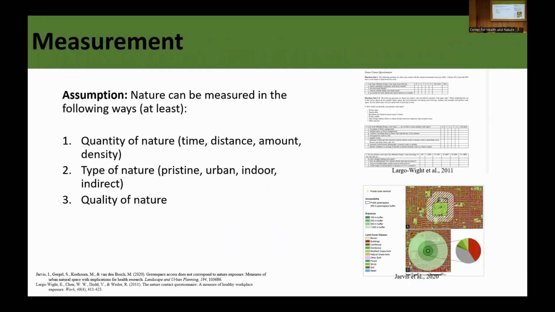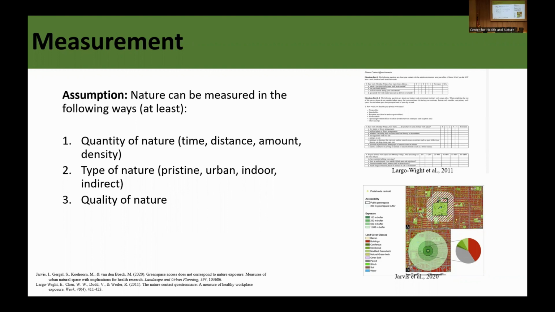Another assumption is that we can measure nature. That's tricky, that's super tricky. And I think that's a big area of potential growth that we have. And I think that nature can be measured in at least these three ways. Perhaps there's more, but at least these three. Quantity of nature, we can think about how much nature does a person get in terms of how much time, how close are they to nature, what amount of nature do they have, and the density of nature perhaps nearby.